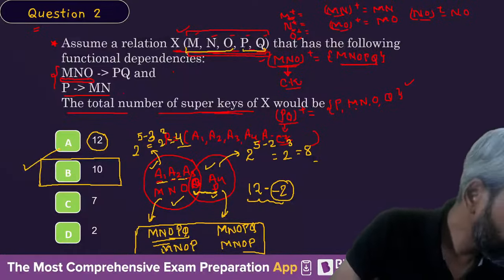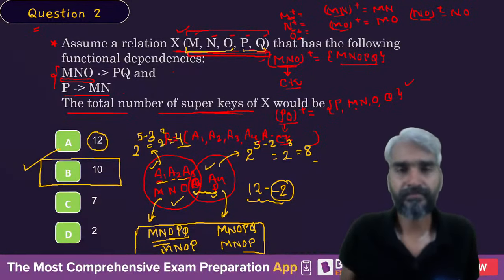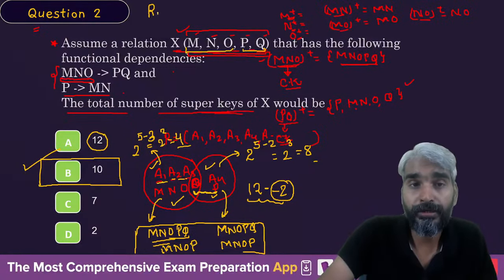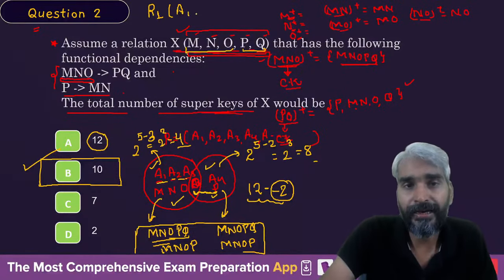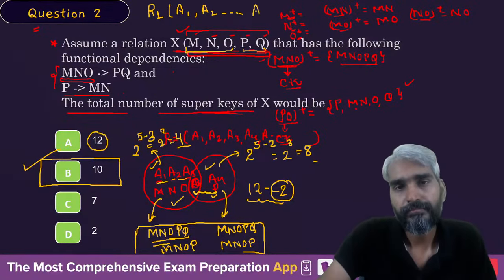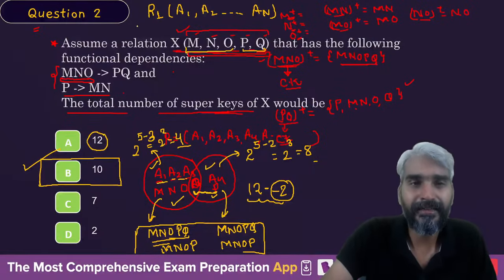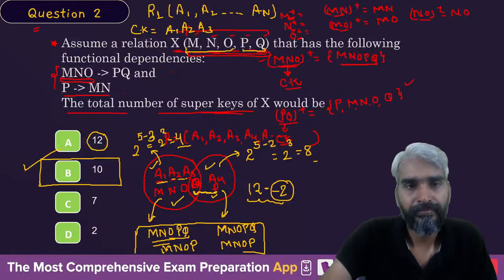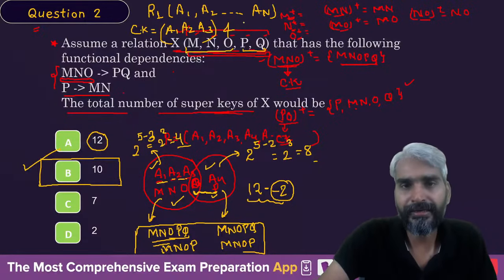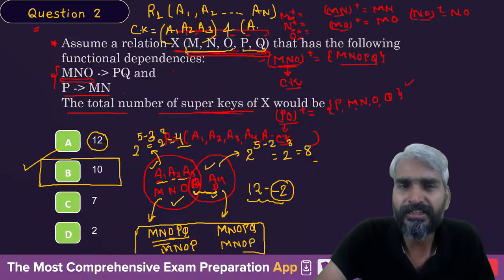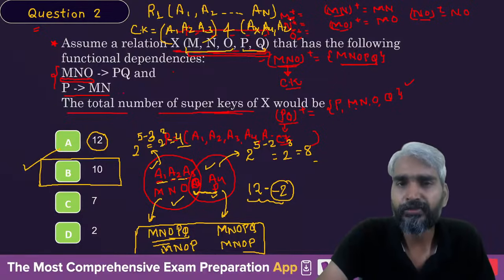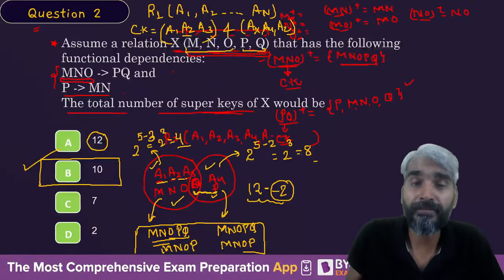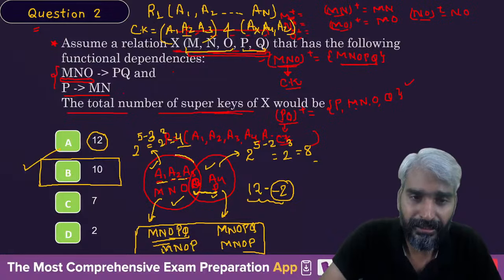Clear? Is this clear to everyone? So this is a very important concept. You need to understand that if there is a relation R with n attributes and there is a candidate key with, let's assume, three attributes a1, a2, a3, and another candidate key with other combinations, maybe some of this A1, A2, A3 also, then how many super keys are possible can be calculated using this concept of Venn diagram.